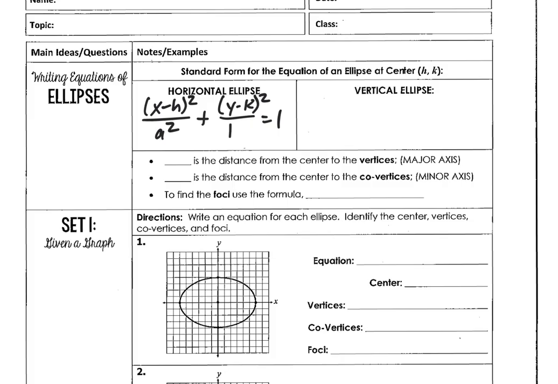And on the horizontal ellipse, a squared goes on bottom, because a squared is always going to be the bigger value. And then the only difference between the vertical ellipse, the first part is always the same. But now a squared goes here and b squared goes here. So a squared always goes underneath. It's the bigger value. So if it's x, if it's horizontal, it goes there, and if it's vertical, then it goes underneath the line. And that's where we put a squared.